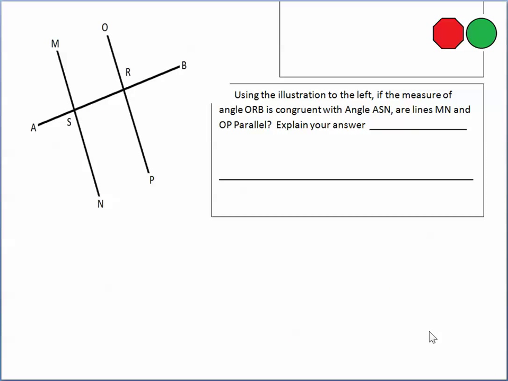All right, take a look at this, click on the stop sign, and see if you can figure out how to answer it. After you've struggled with it for a few moments, or you feel comfortable with your answer, then click on the go sign and come back and let's see how you did.